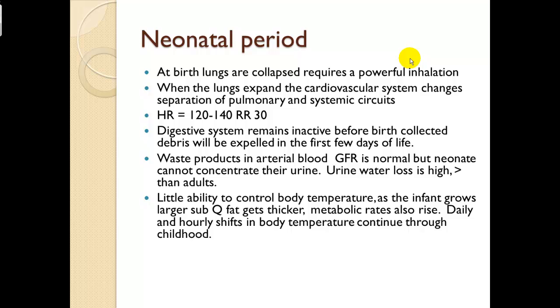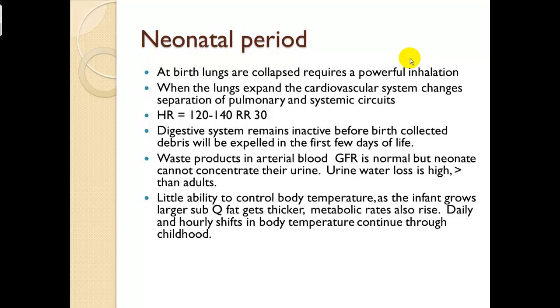At birth, the lungs are collapsed, and they require pretty much a powerful inhalation. During the first ventilations, you may have to hit the pop-off valve 1 time to inflate the lungs. After that, it should be easy. You should not have to continuously hit the pop-off valve on a neonatal PPM.